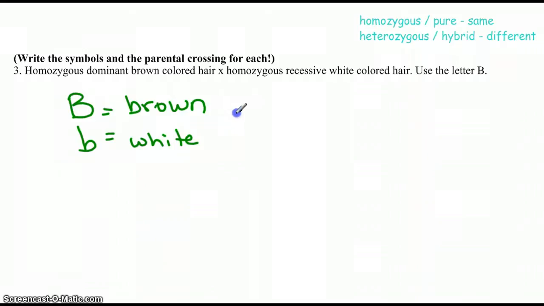Homozygous dominant brown. So homozygous, the same letter, brown, so I'm going to have two big B's. Cross with homozygous recessive white. White, homozygous, the same letter, so two little b's. You're going to start seeing that the only way you can have a trait exhibit, if it's recessive, is if it's homozygous recessive. That's the only way you can have a trait exhibited if it's a recessive trait. So make sure you remember that when you do future problems.